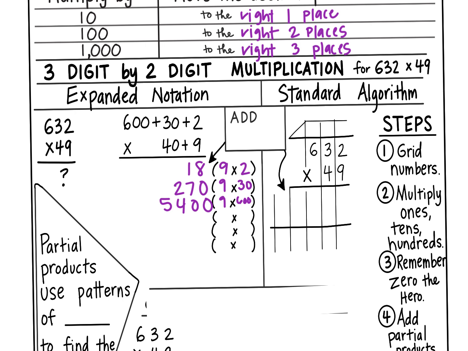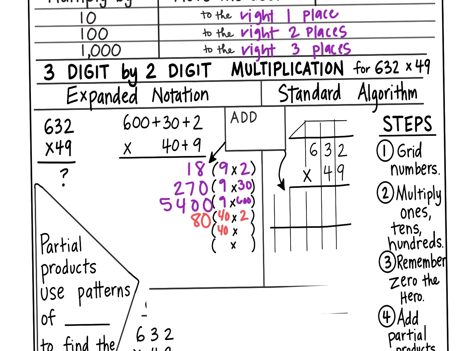Okay, next I'm going to take the 40. I'm going to take the 4 in the tens place, and I'm going to multiply it by all of my top numbers, starting with the ones place. So 40 times 2 is what? 80. Then I'm going to do 40 times 30. What is 4 times 3?